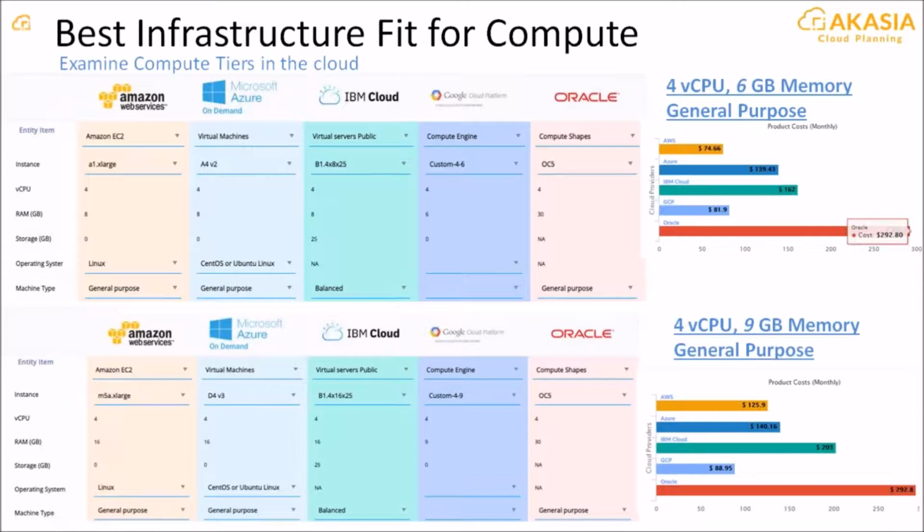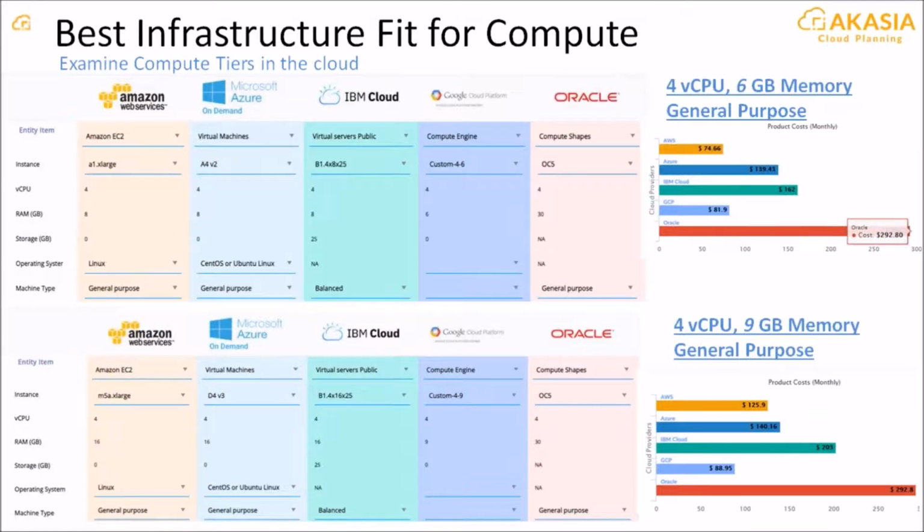So let's take a look at the best infrastructure fit for compute. And what's important here is this: you have to examine compute tiers in the cloud. So Google Cloud Platform is the only one that offers custom tiers. The others have standard tiers that you need to pick from.